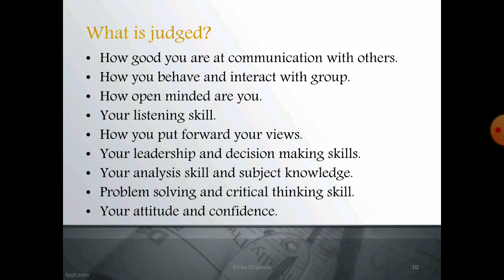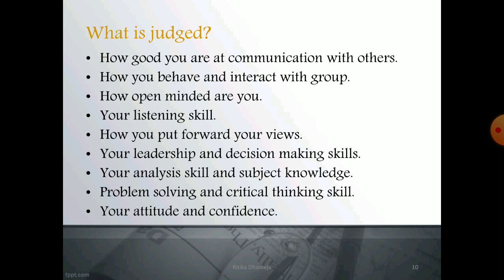How open-minded you are. Most of the time, we are a little shy by nature, and we do not open up with everyone at every point of time. So this can also be judged. Then they can see your listening skills, how you put forward your views, how you put your point, and how you try to convince the other members of your point. That is also judged. Your leadership and decision-making skills.